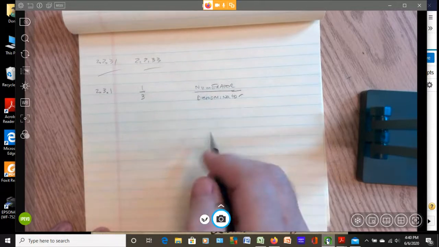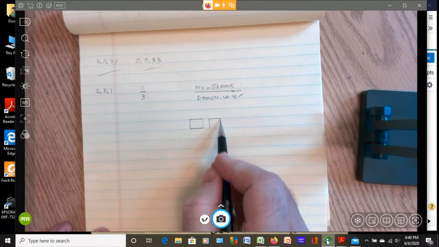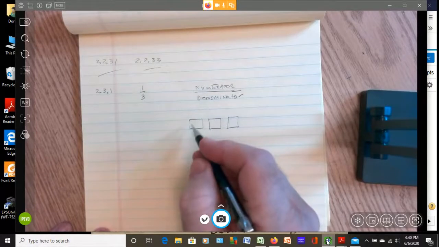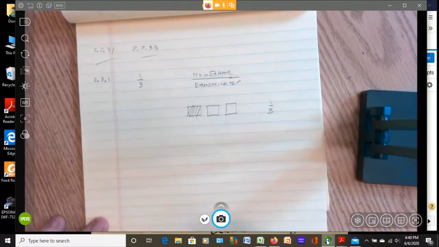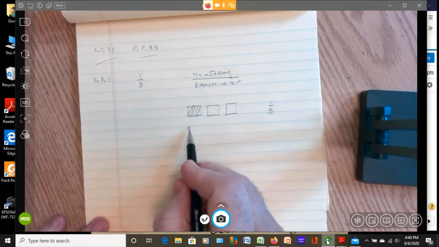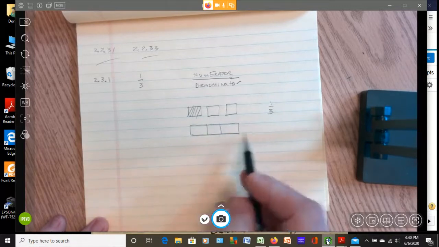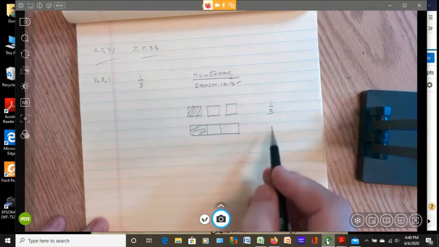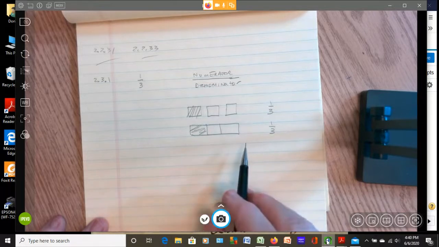So simple idea. If I tell you that here are three objects, and one of them is shaded, then this would be a representation of the fraction 1/3. If I were to tell you that I have one entire object and I divide it into three equally sized pieces, and I shade one of them, this would also be a way to represent 1/3.